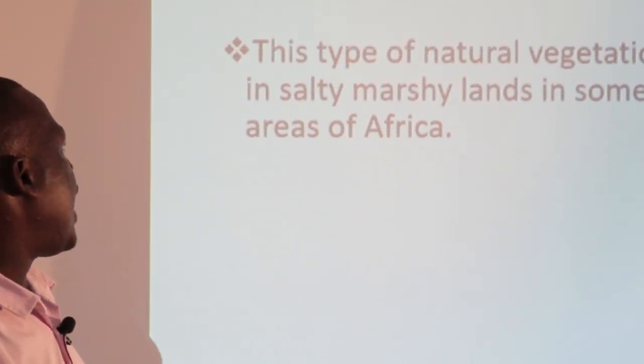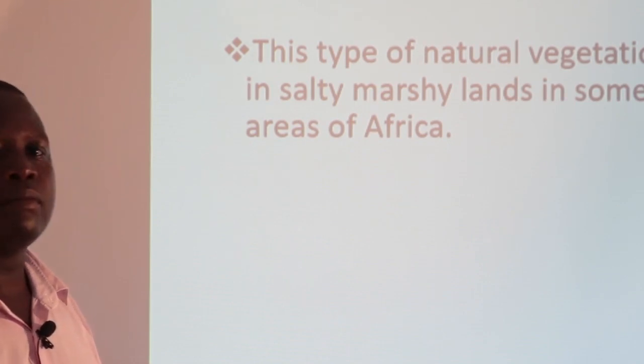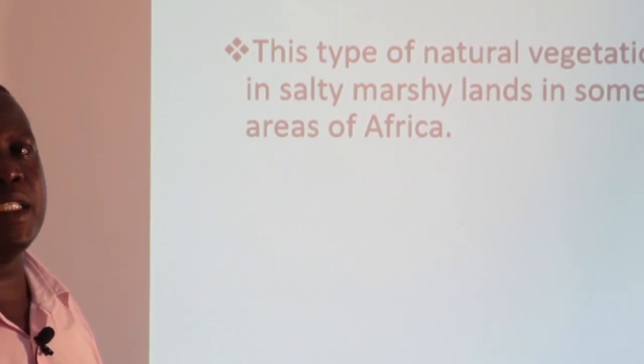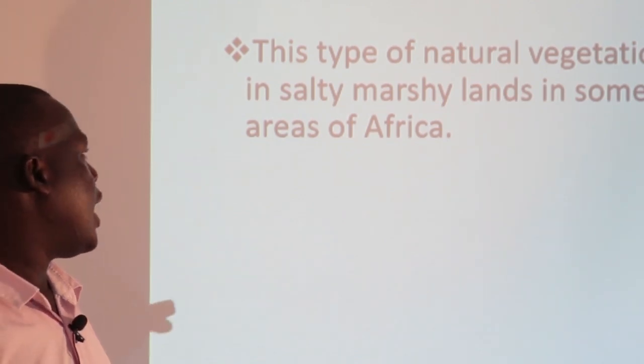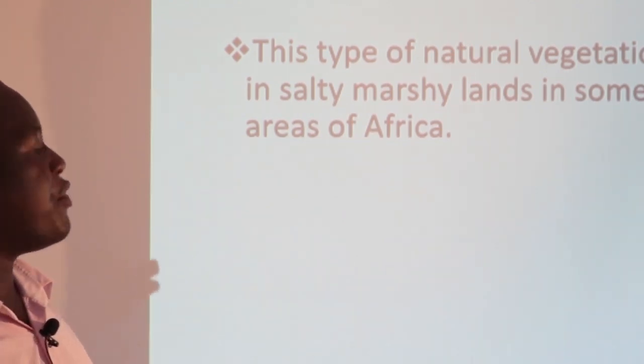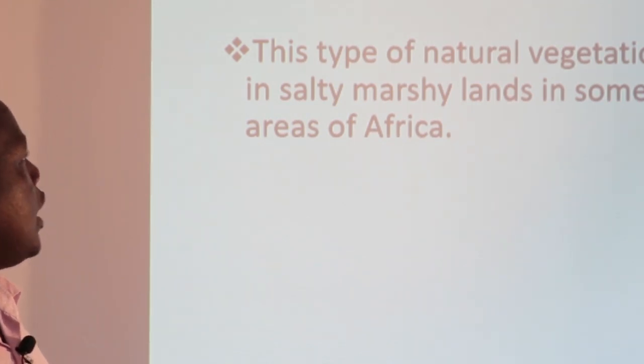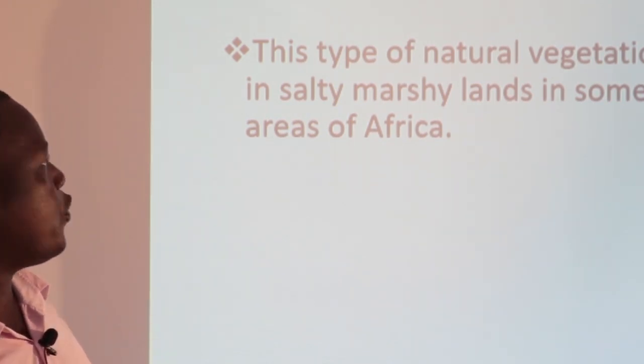We have mangrove forests, mangrove vegetation, you can use like that, then mangrove swamp vegetation. And we want to see, where do we find it? This type of natural vegetation grows in the salt marshy lands in the coastal areas of East Africa. I have given you East Africa, we also have mangrove forests.